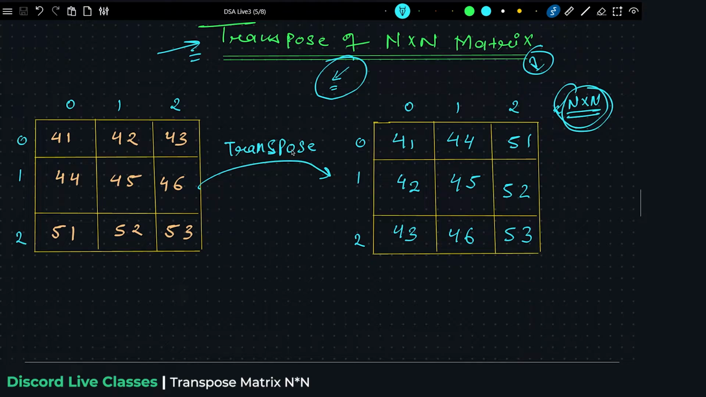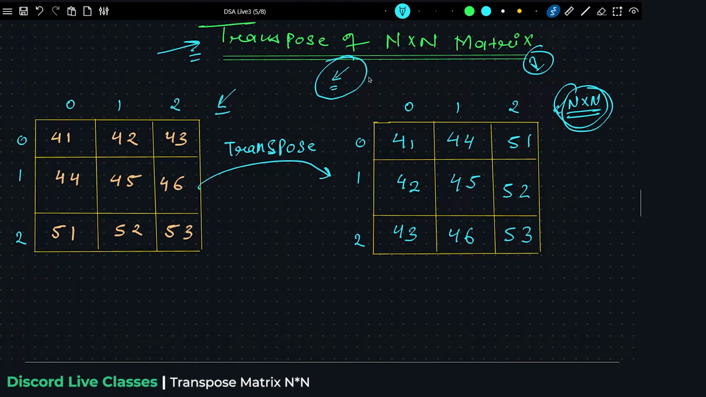Overlapping means you are saying that the previous value will be erased and the new value will come. Okay. Repeat the question. I'm saying, what happens if I implement the algorithm of transpose of m cross n matrix to solve the problem of transpose of matrix n cross n.